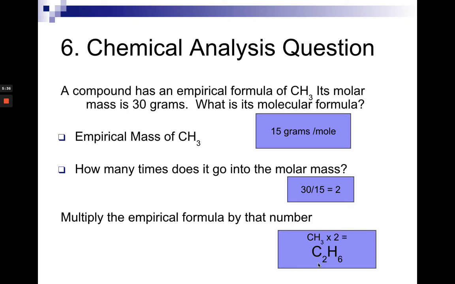Now you can double check yourself. C2H6: carbon's molar mass is 12, so 2 times 12 is 24. Hydrogen's molar mass is around 1, so 6 times 1 is 6. So 24 plus 6 is 30, and that is indeed the molar mass of our unknown. We also can see that this C2H6 could be reduced down to CH3 as an empirical formula. So we verified that the compound that was brought to us that perhaps was an unknown must have the formula C2H6 to meet the 2 criteria in this question.